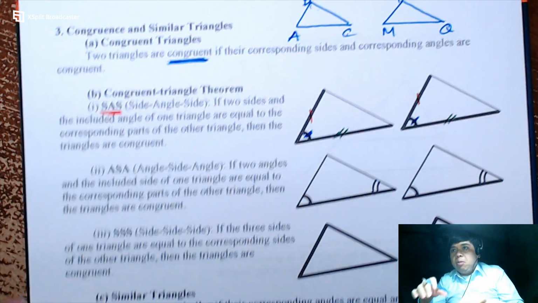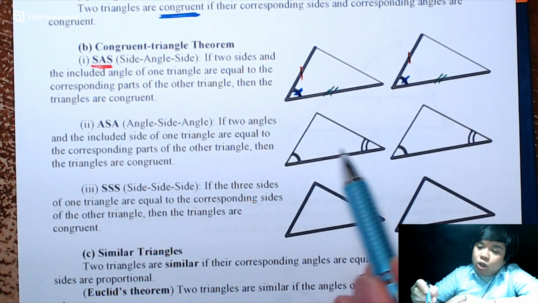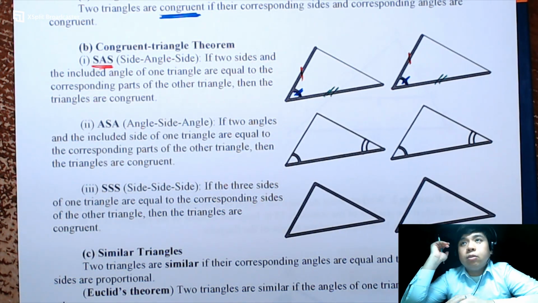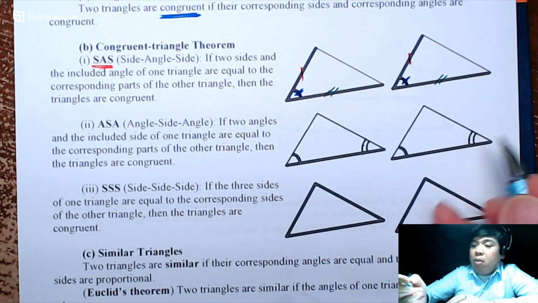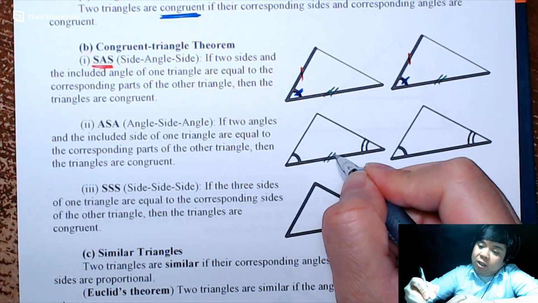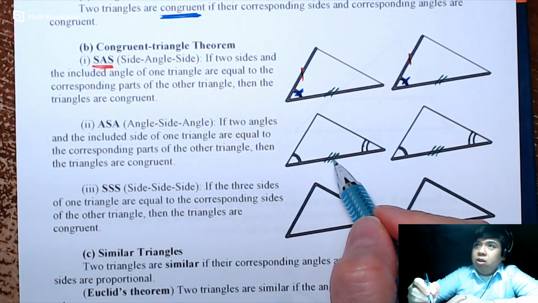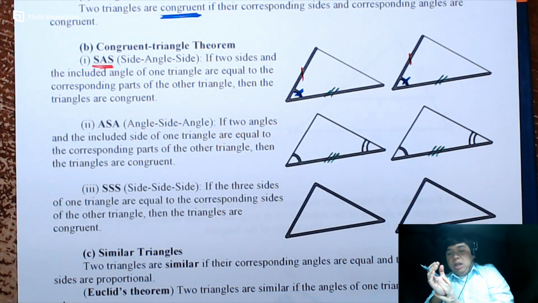Another set of criteria is angle, side, angle. A side between two angles. This angle equal to that angle. This angle equal to that angle. I mark them the same way. And the side here, the same as that. So angle, side, angle. A side between two angles being equal, the triangles will be equal.